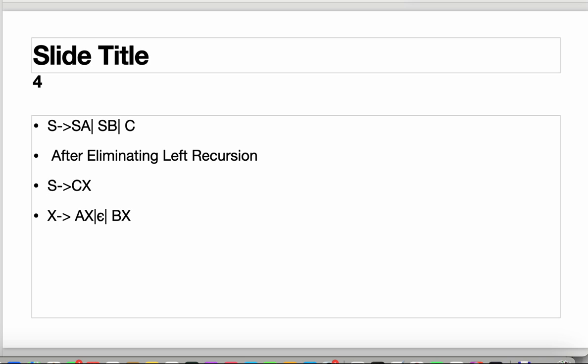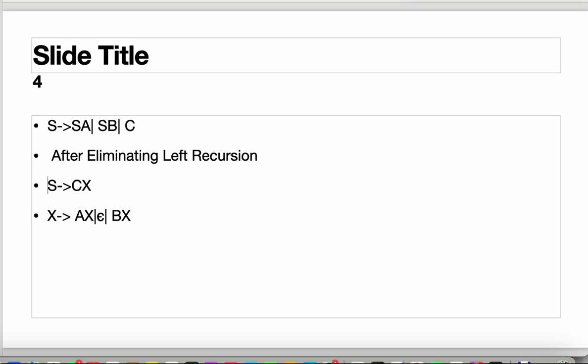Now don't write S because it is the same variable. In place of S, write the symbols that are there in the term, that is C, followed by the new variable you have created, X slash epsilon. The same thing for the other term SB: we don't write S, we write B and the variable you have created, X slash epsilon. We are writing epsilon once only. So this is how you eliminate left recursion.